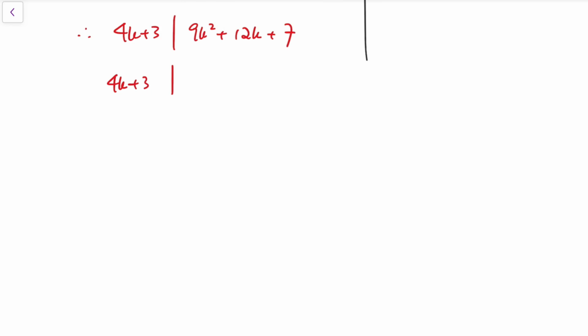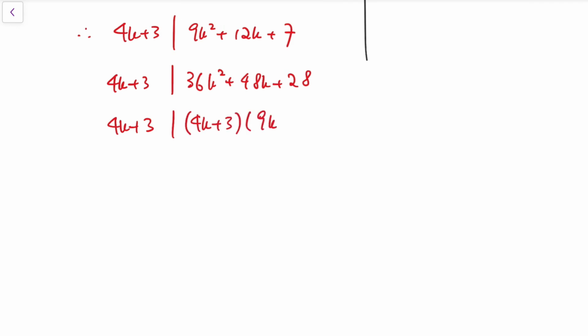From this, I'm going to multiply the multiple so that when divided by 4k plus 3, we will have integer coefficients. To do this, I'm going to multiply by 4, so 36k squared plus 48k plus 28. When I divide this by 4k plus 3, the quotient will have integer coefficients.